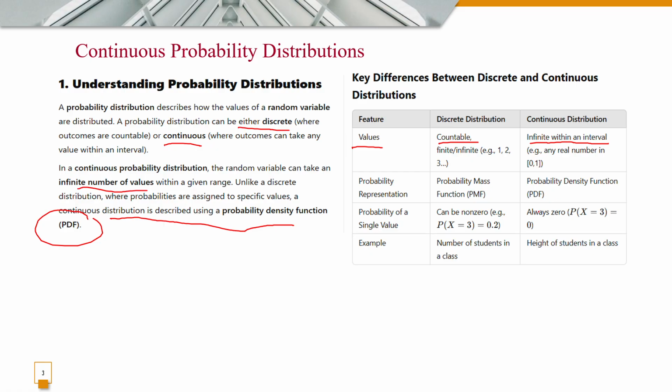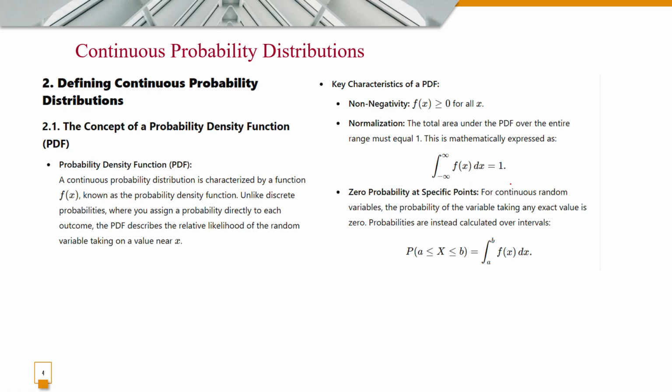For the probability of a single value, in discrete it can be non-zero, and in continuous it is always zero. An example of discrete is the number of students in the class, and continuous is the height of students in the class. So we are now using the PDF and we are done with PMF. So, the concept of the probability density function.